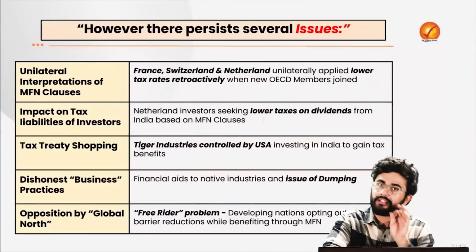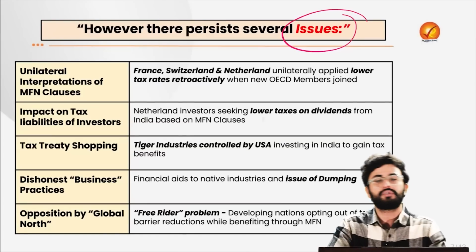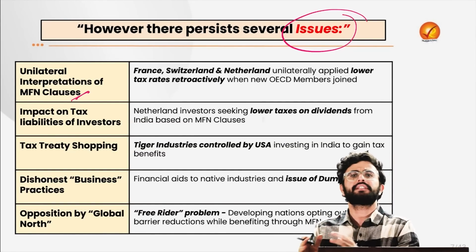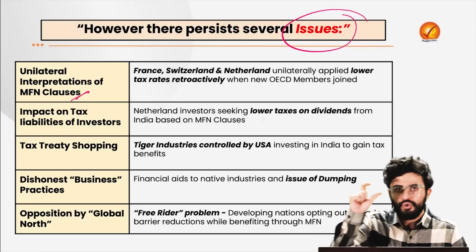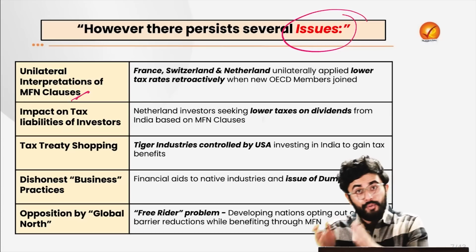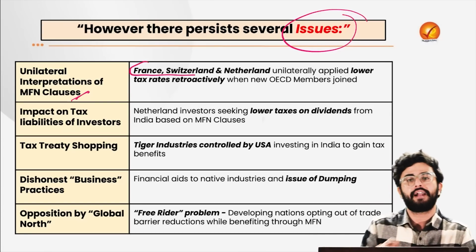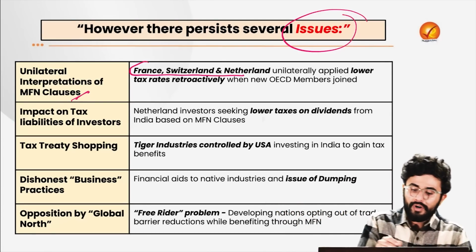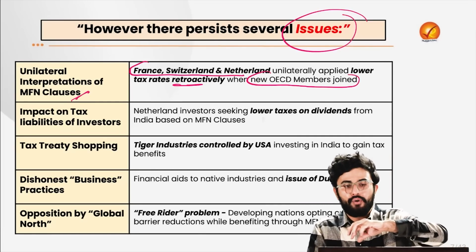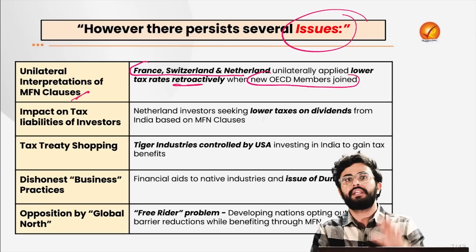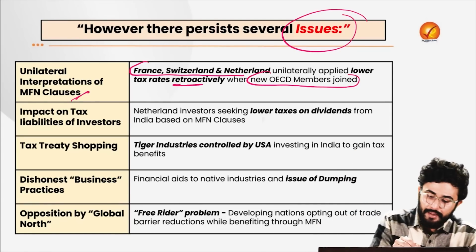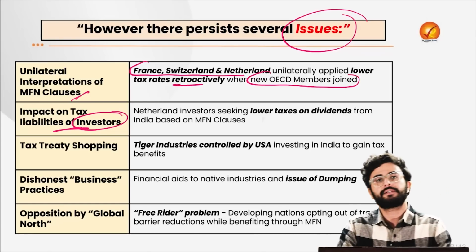So the idea is that there are a lot of advantages which we were offering to Pakistan under this MFN status, but at the same time there also persist several issues. First of them is the unilateral interpretation of the MFN clauses, where various countries try to use this MFN clause for their own benefit at the cost of other countries. The example of that can be seen from France, Switzerland and Netherlands, which started unilaterally applying lower tax rates retroactively when the other new OECD members were joining. So they were just diverting the profit to themselves only, and they were not giving it to the new members.